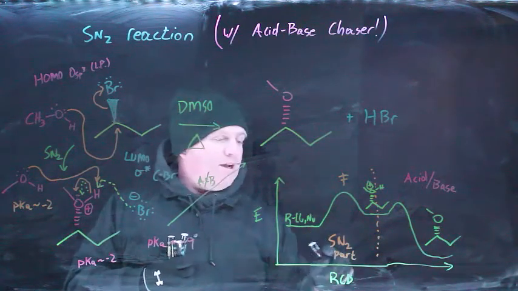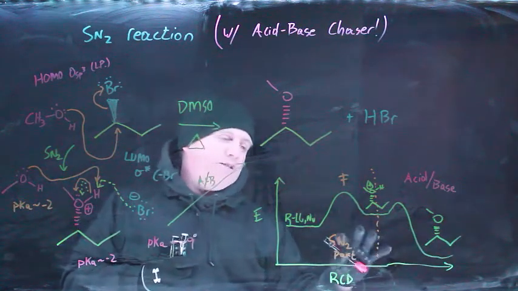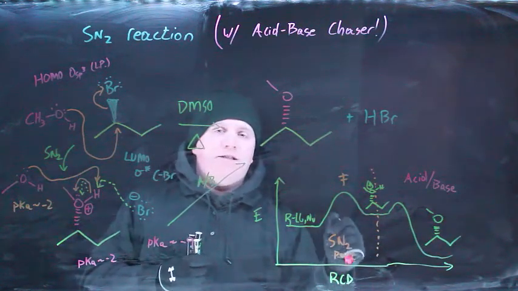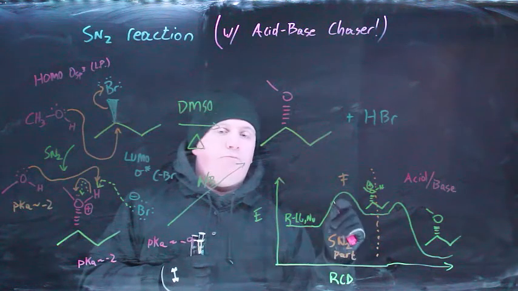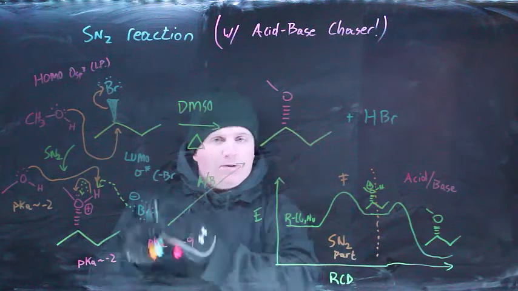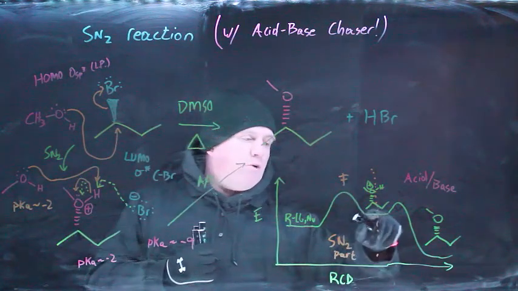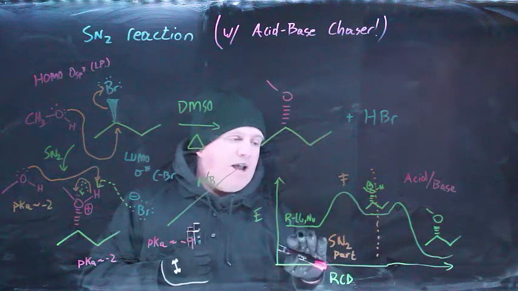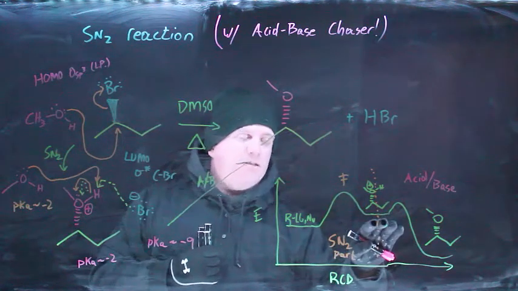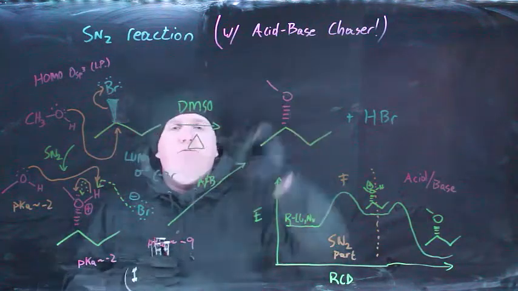One more point to make here is, of course, even though there is an intermediate here, that doesn't make it an SN1 reaction. What differentiates an SN1 reaction from an SN2 is the presence of a carbocation in the actual process between reactant and the substitution. So an SN2 reaction is one single step between reactant and the substituted product. This acid-base reaction is separate, it's just kind of cleanup. So this is an SN2 reaction with an acid-base chaser.